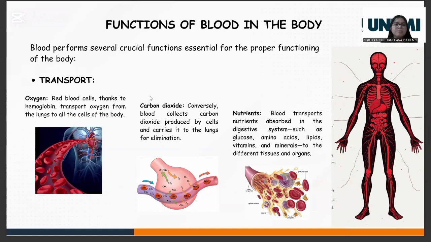Number one, transport. Oxygen: red blood cells, thanks to hemoglobin, transport oxygen from the lungs to all the cells of the body. Carbon dioxide: conversely, blood collects carbon dioxide produced by cells and carries it to the lungs for elimination. Nutrients: blood transports nutrients absorbed in the digestive system, such as glucose, amino acids, lipids, vitamins, and minerals, to the different tissues and organs.